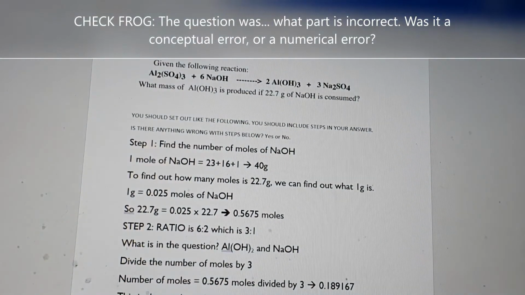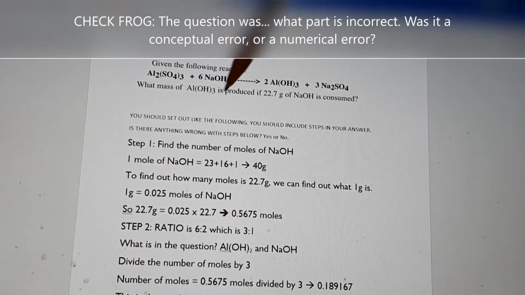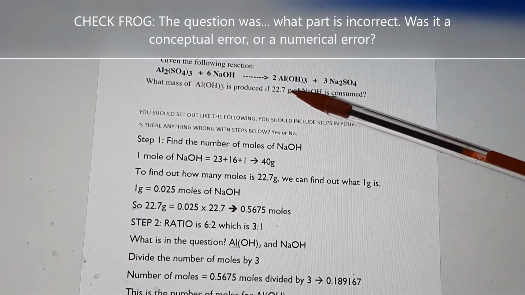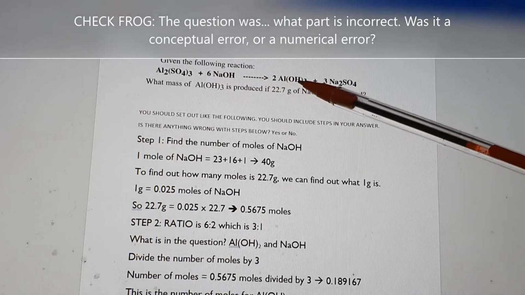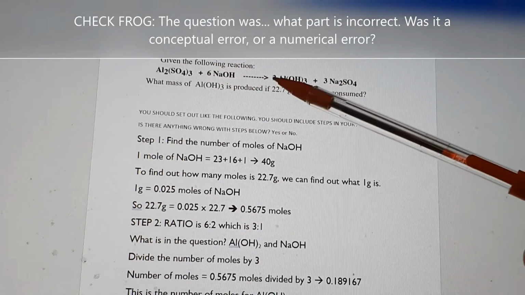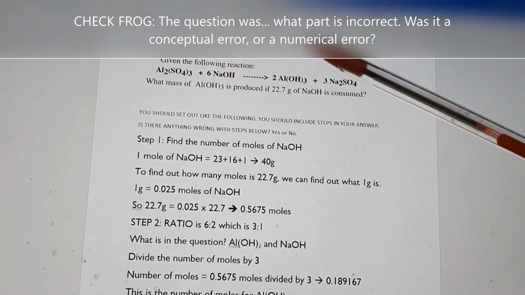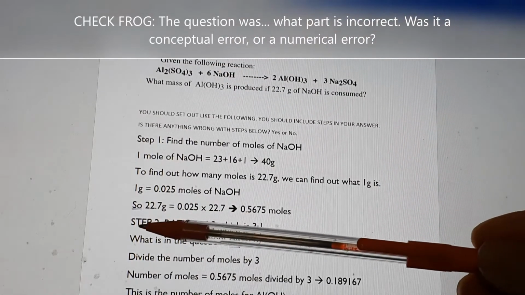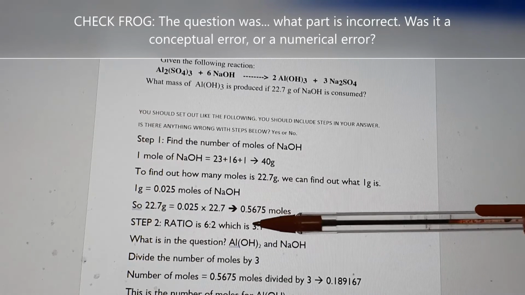Step 2, ratio. So if you look at this part here, the ratio here is 6, and because the question says what mass of that is produced if 22.7 grams of sodium hydroxide, we are only focusing on this and this. If you look at the numbers in front here, you got 6 and 2. So this reaction, because you've got 6 moles of sodium hydroxide, 2 moles of this will be formed. So you're looking at the ratio of 6 to 2. So that's why it says here, step 2, ratio is 6 to 2, and you can simplify this by dividing both sides by 2, you get 3 to 1.